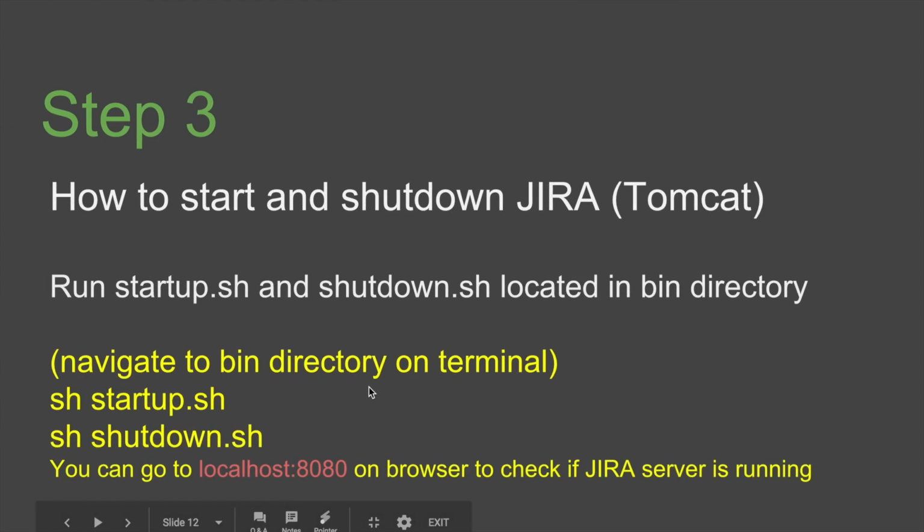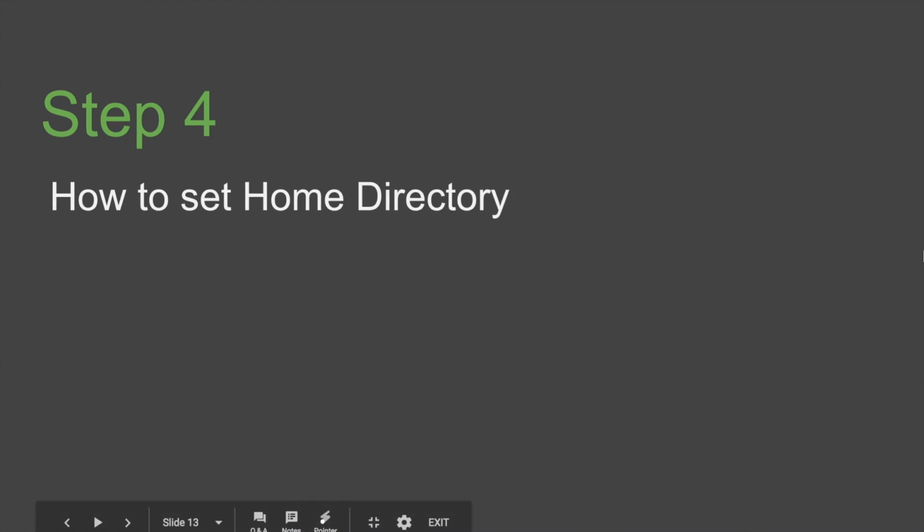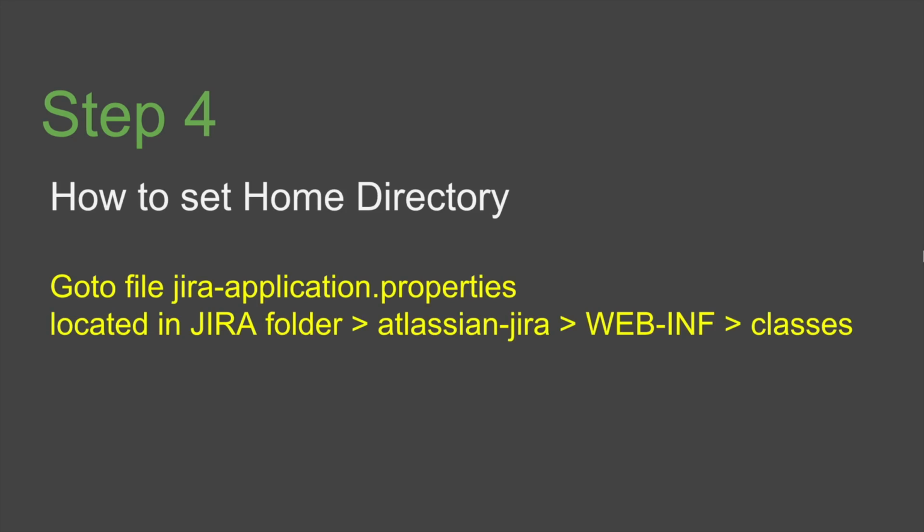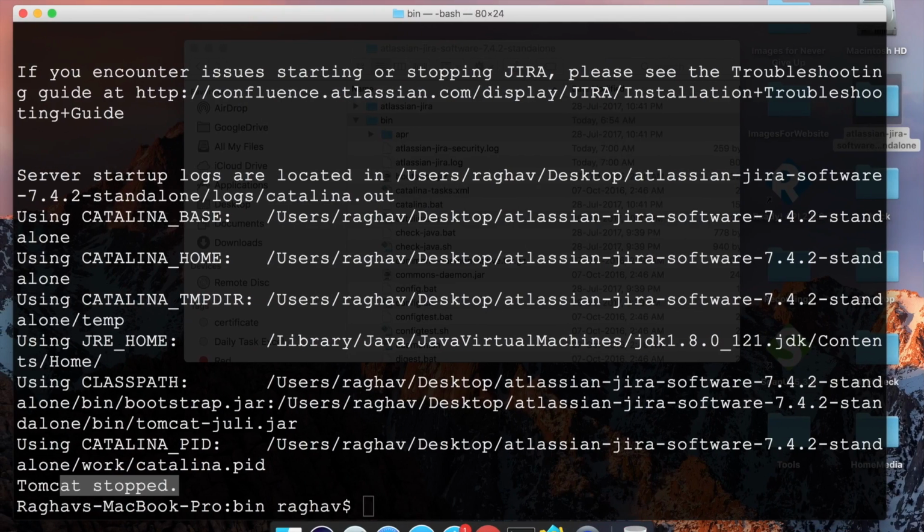And this we have already seen that you can go to localhost 8080 to check if the Jira server is running. And to set the home directory, you have to go to this file, jira-application.properties, which is inside the WEB-INF classes folder, and here you have to provide a location for Jira home. So let us see how to do that.